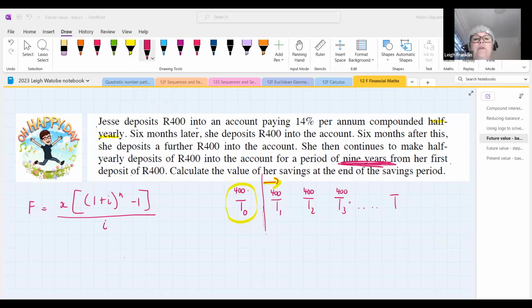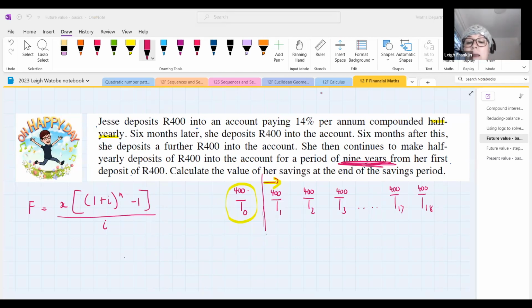There we go, Tuli. There we go, Tuli. Okay, Luzuko, yes. There we go. Good. Okay, so 400 and another 400. Okay, so if you deposit money, yes, exactly, Tuli.